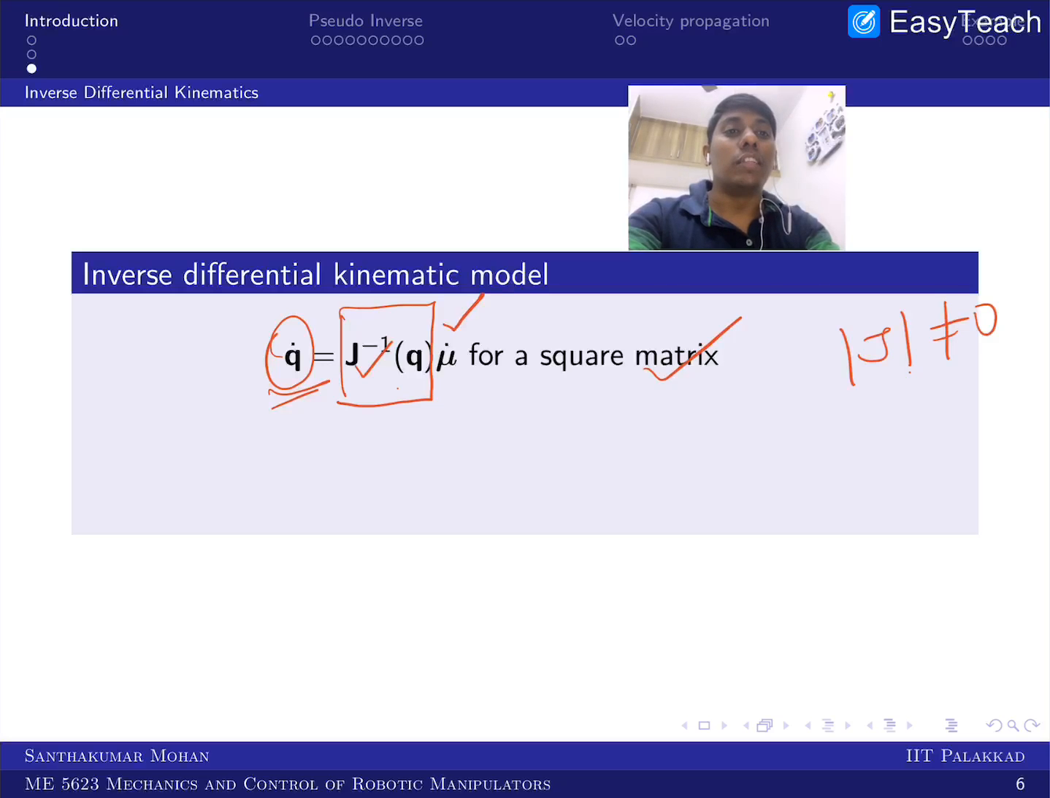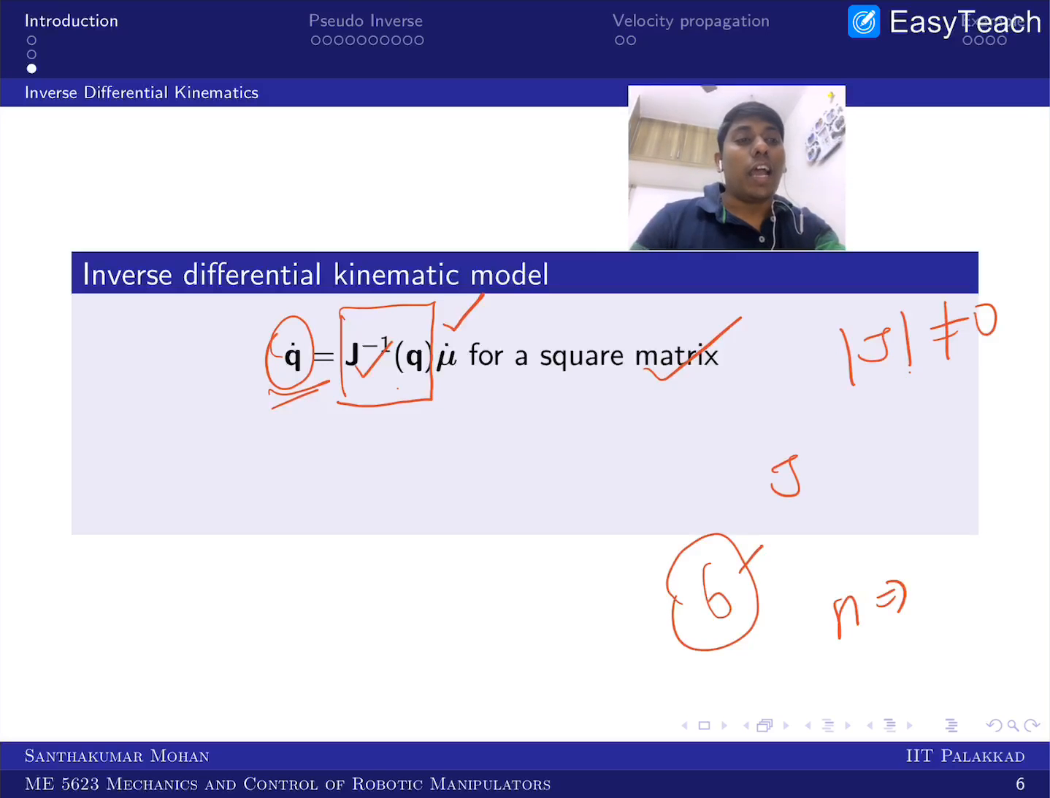And one more thing, the Jacobian determinant is supposed to be non-zero, and the Jacobian matrix can be a rectangular matrix because n is the number of axes, and I assume three-dimensional space, where 6 means three axes of linear translation and three axes of orientation. In the sense the Jacobian matrix is 6 cross n, and if n is 6 then that is a square matrix.